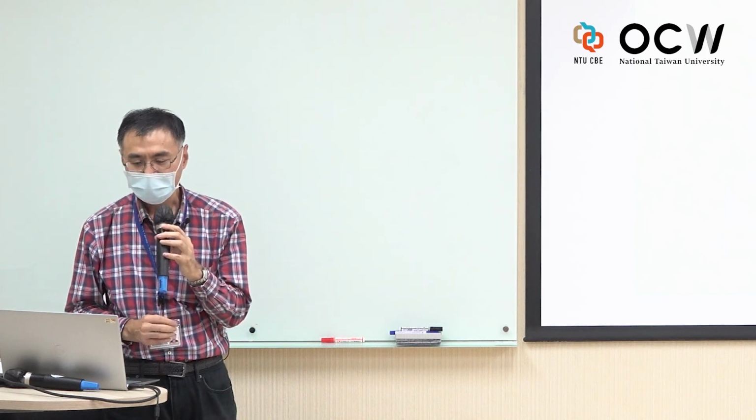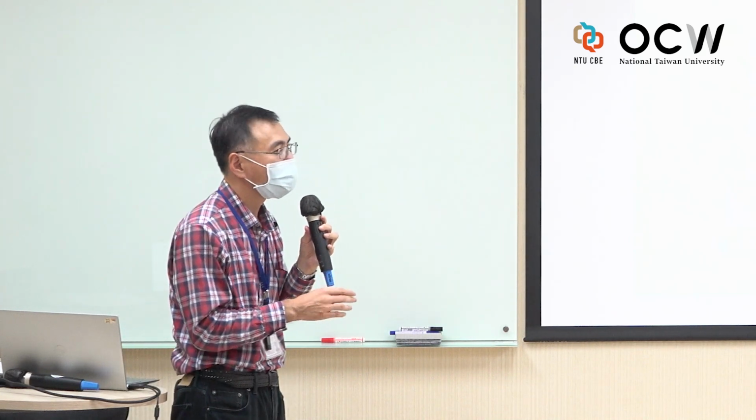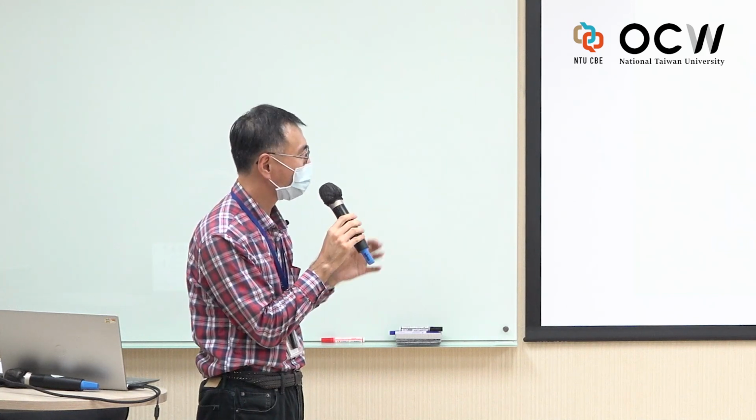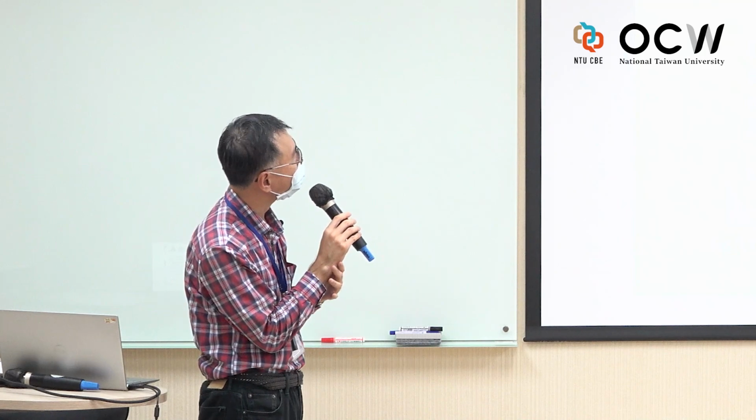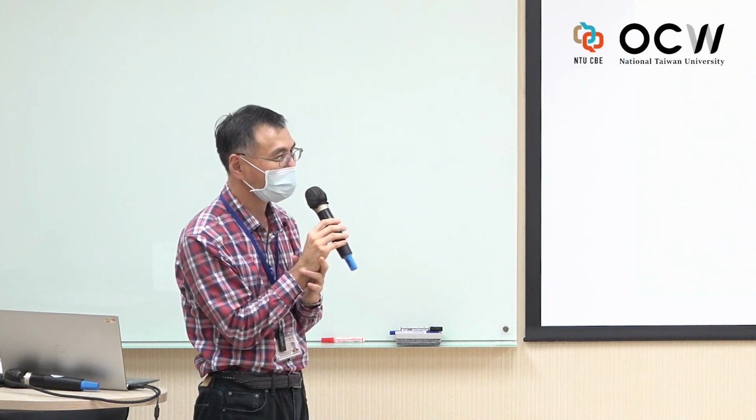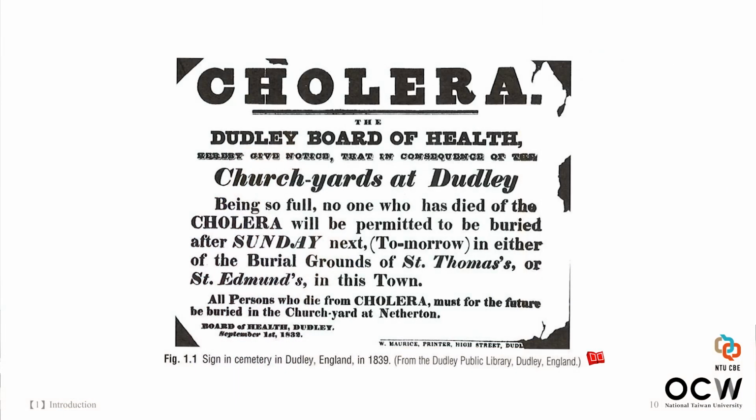Okay, and here's a pretty famous post, almost everyone has seen it. It's an example from what's happening for the outbreak of the cholera during the 1830-something. If you've ever heard the story about John Snow, it's a note put on the board for the Dudley, a small village. Dudley Board of Health. Churchyards at Dudley being so full because so many people died in a very short period of time.